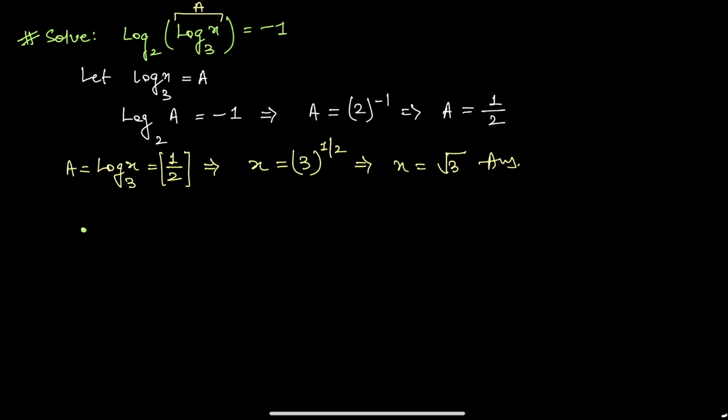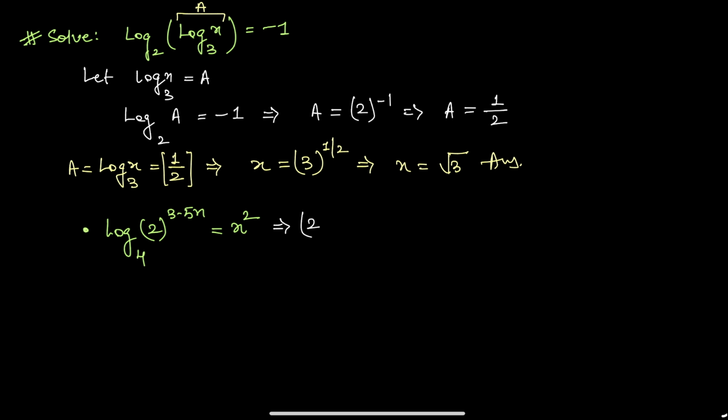Let's take one more question. This is log 2 with exponent as 3 minus 5x with base 4, and it is given equals to x raised to the power 2. Again we will convert this logarithmic expression to exponential expression. So I will write 2 raised to the power 3 minus 5x, and on the right hand side we will have 4 with power as x square.